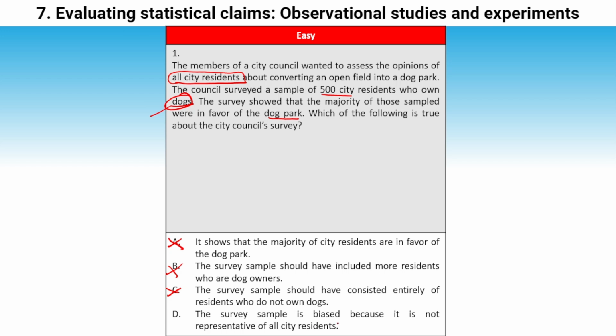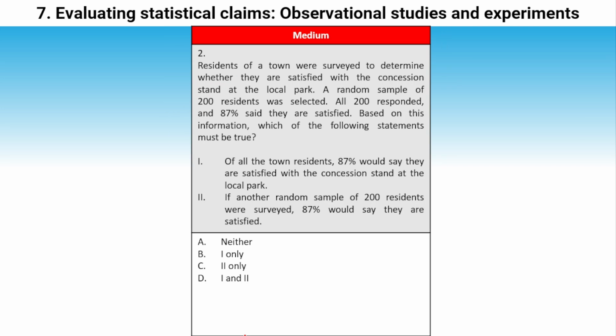The survey sample is biased because it is not representative of all city residents. True, because it only represents the dog owners, not others, right? That's why the survey is biased. Good. So let's go to a medium one.